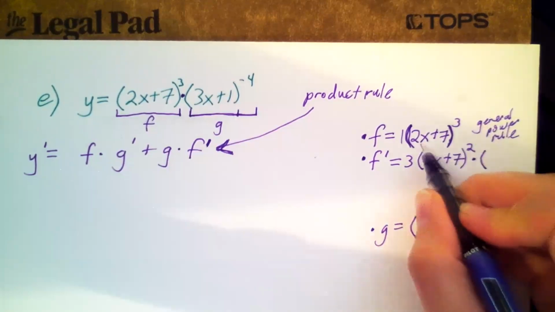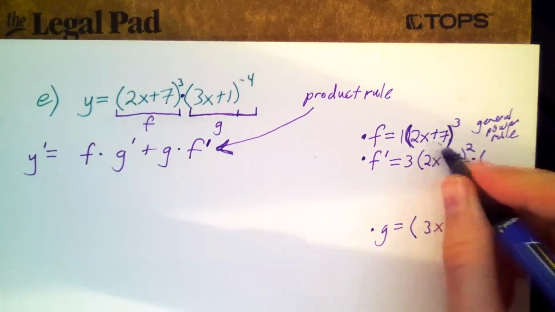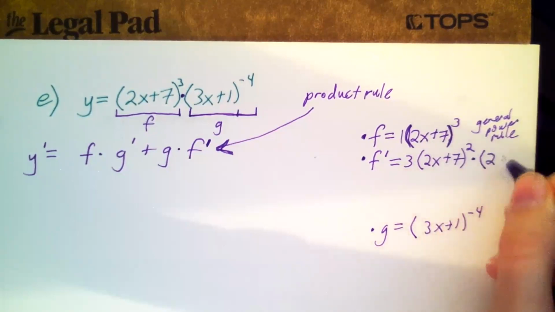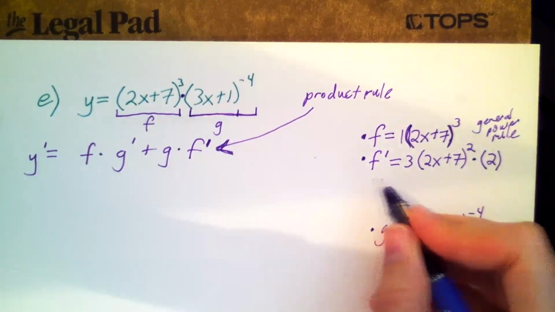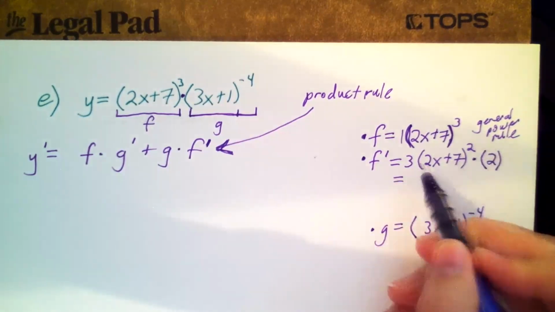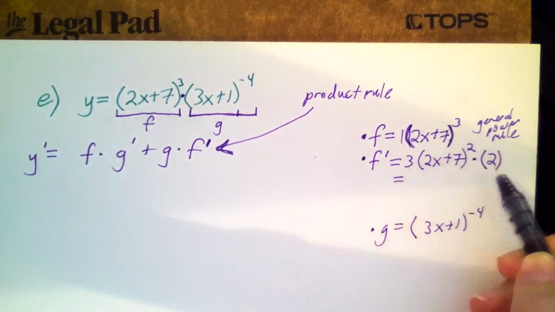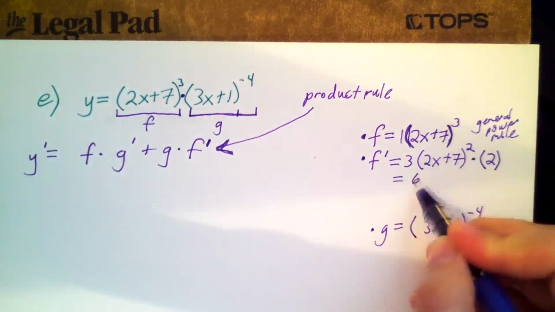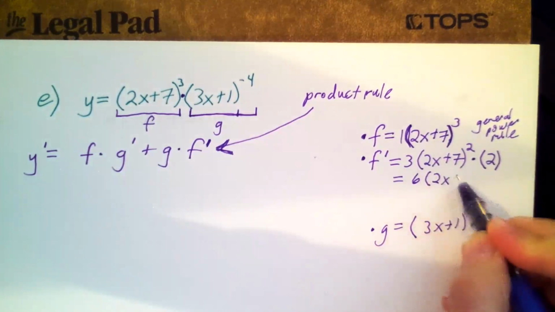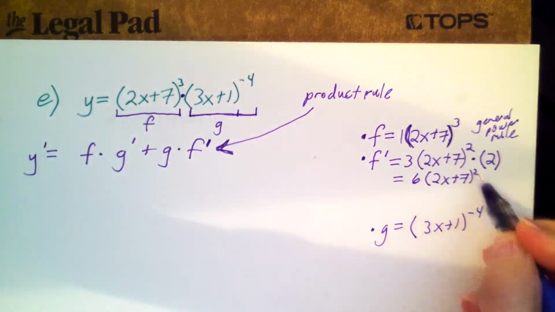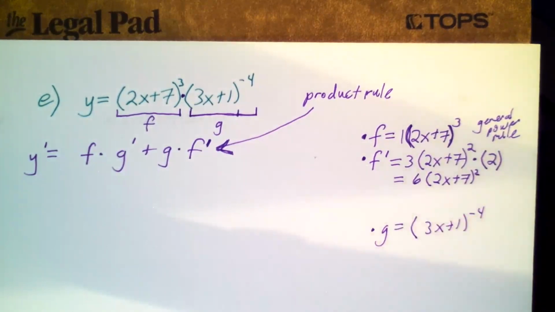So I'm taking the derivative of 2x plus 7. Derivative of 2x plus 7 is 2. So my f prime, if you allow me to simplify it a little bit, I have 3 times 2 here, which is 6 times (2x plus 7) squared. That's my f prime that I'm going to use.